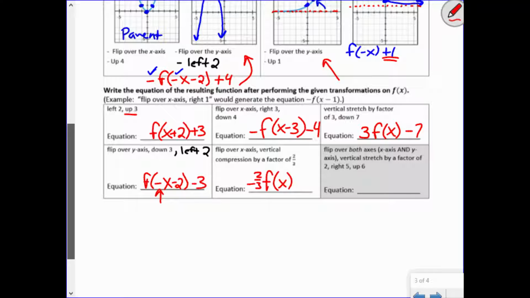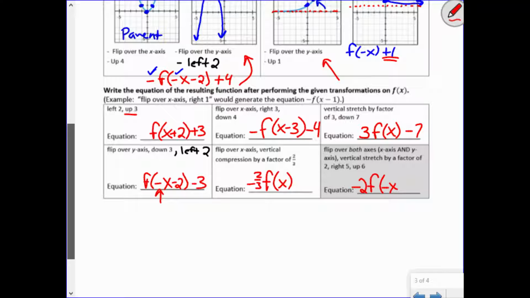And then this last one's a little bit of a doozy. It has pretty much everything that we've talked about so far. So I'm going to be flipping over both of the axes. So that means I'm going to have a negative on the outside and a negative on the inside. So I have this so far. I have a vertical stretch by a factor of 2.